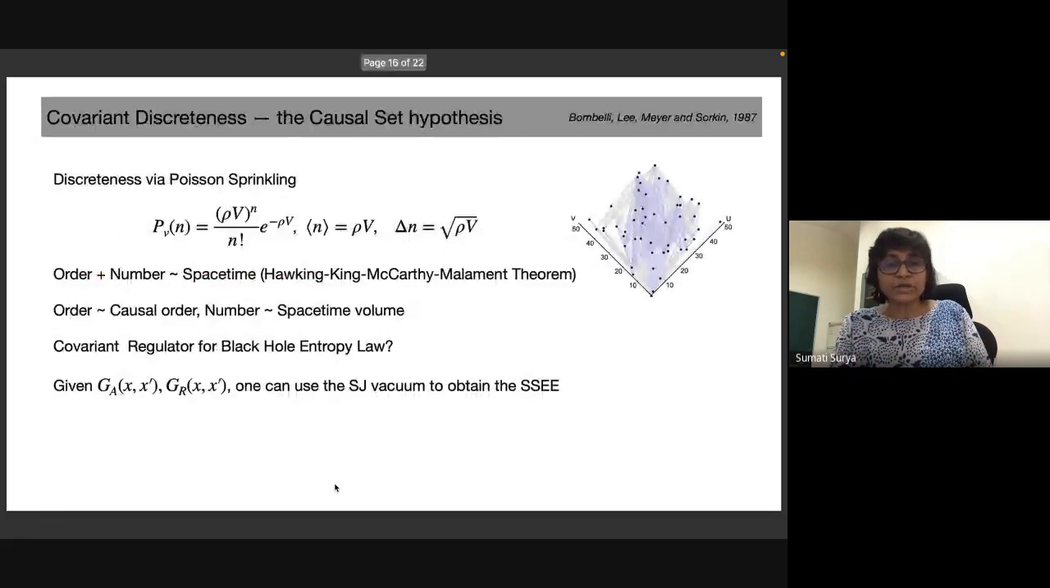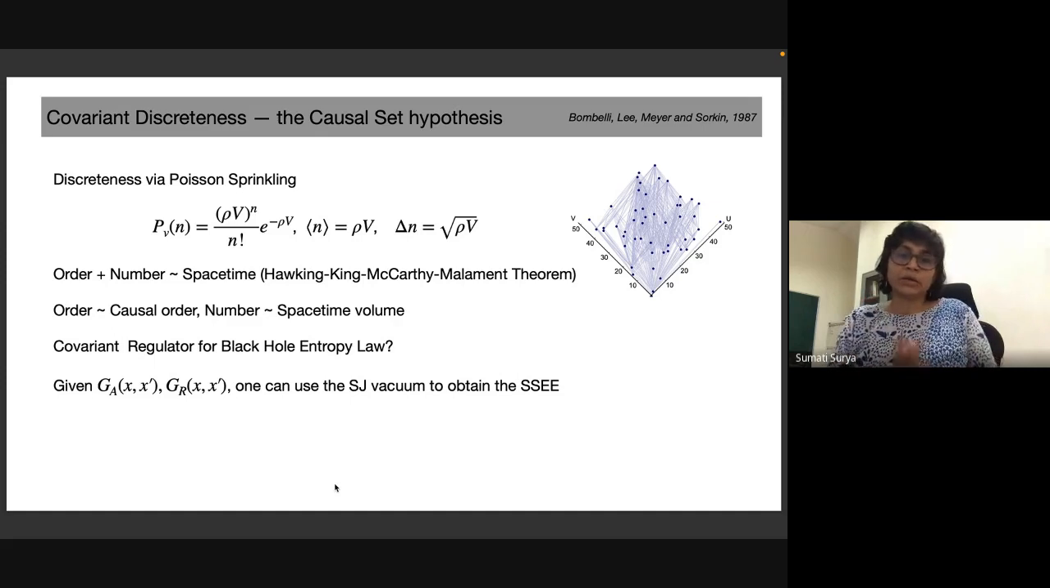So of course, at the heart of my interest in this question is what happens when we talk about covariant discreteness, what happens on causal sets. Like I said, I'm not going to give you a summary of causal sets, there's no time for it, and please feel free to ask me questions later, even over email.